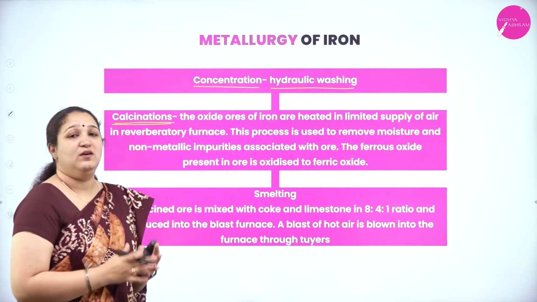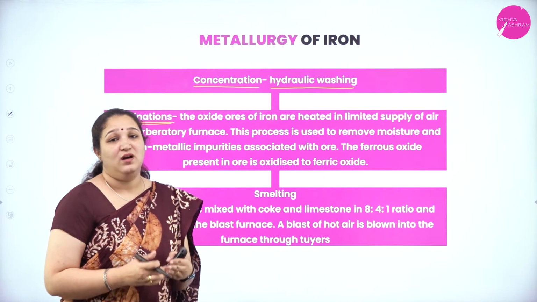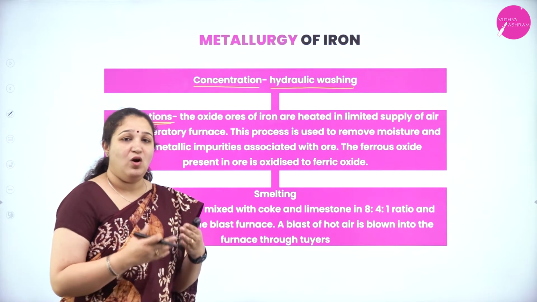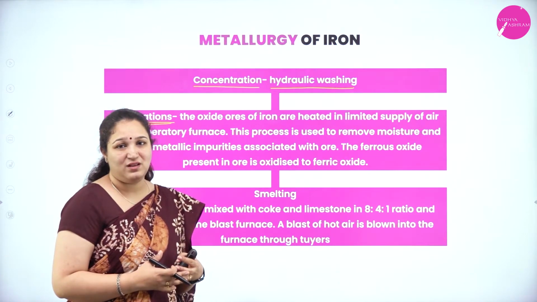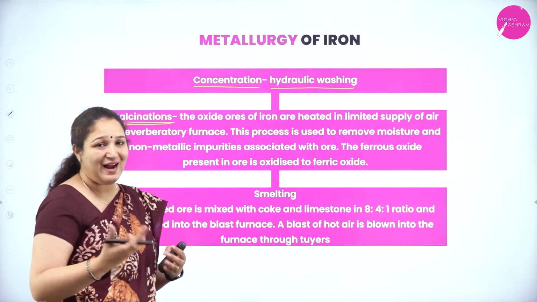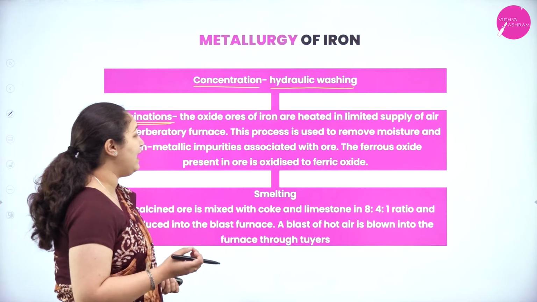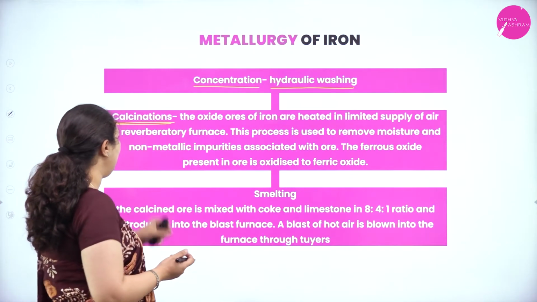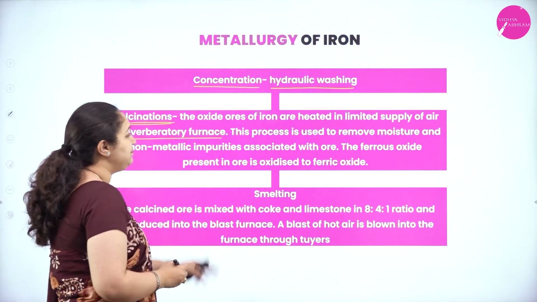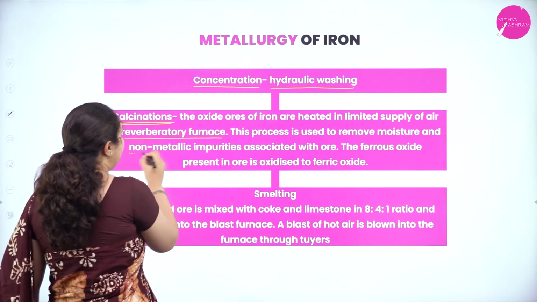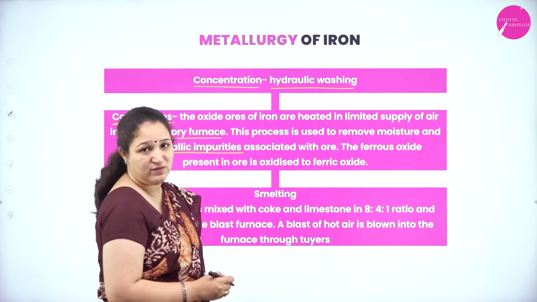That is, the ore is heated with a limited supply of air so that all the iron, already in oxide form, can be converted, and any moisture can be removed. So the oxide ores of iron are heated with a limited supply of air in a reverberatory furnace. This process is used to remove all the moisture and non-metallic impurities associated with the ore.